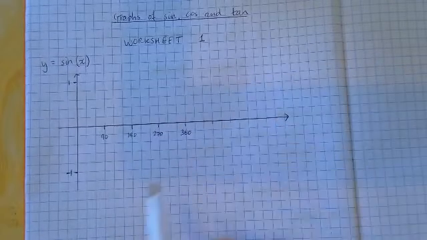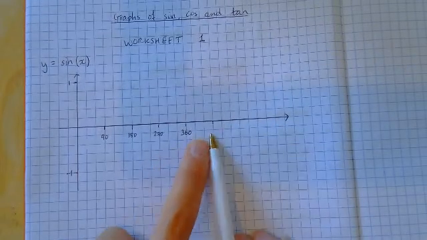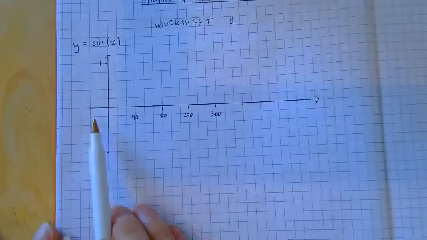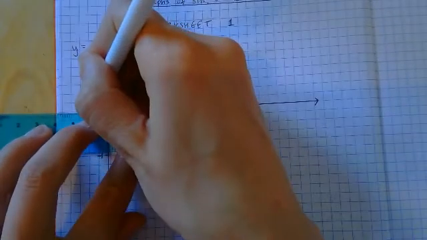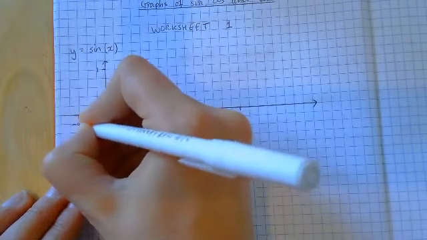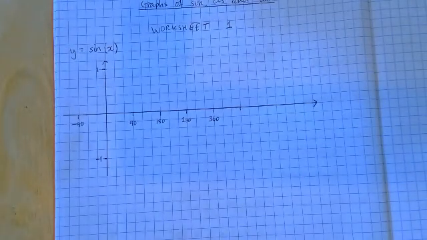We could just keep this going forever. The graphs go on forever and ever. So I could have 450, etc., going up and up and up. And I could also have kept this graph going this way. So I could have -90, -180, etc. So the graphs go on forever and ever in the same pattern.